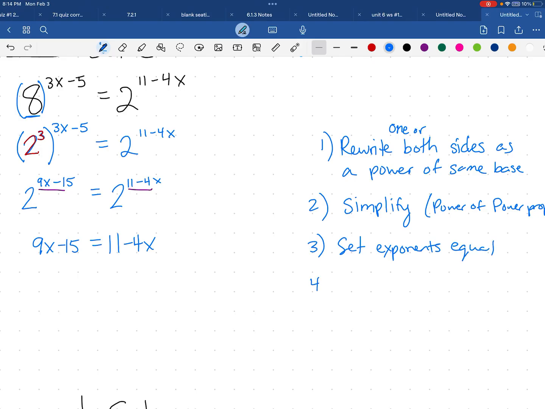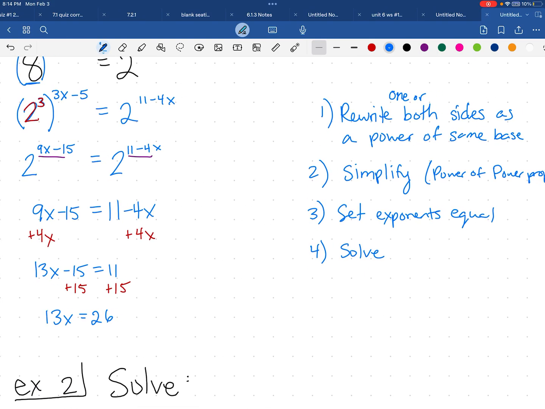And now I just have to solve the equation that I've written. I want to get x by itself on one side, so I'll add 4x to both sides. 13x minus 15 equals 11. And then I'll add 15. That gets me 13x equals 26. And then I'll divide by 13. I got x equals 2.